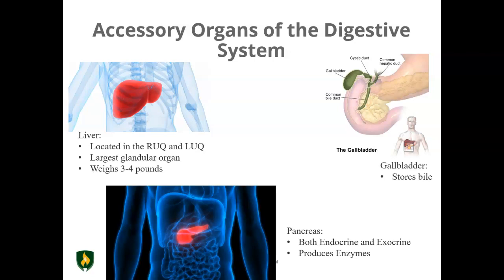And the last accessory organ is the gallbladder. This is a sac-like structure on the inferior surface of the liver and is the storage area for bile, which is produced by the liver. When bile is needed for digestion, the gallbladder releases the bile into the duodenum through the common bile duct.